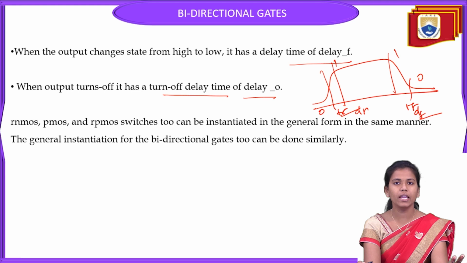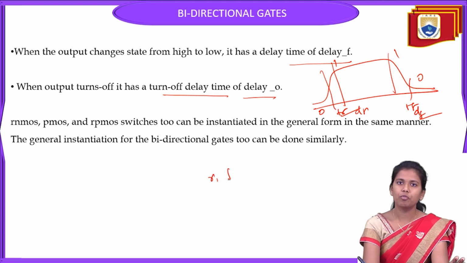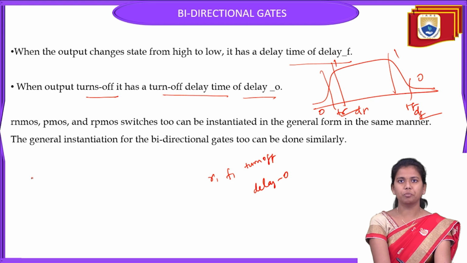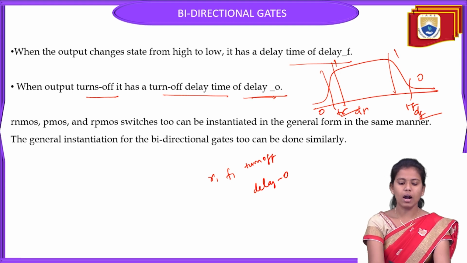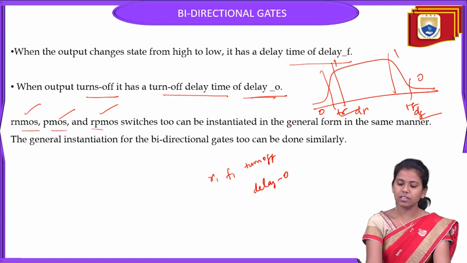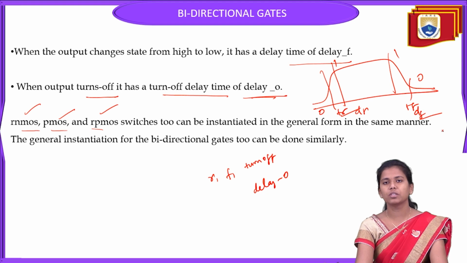So here, we have three times: rise time, fall time, and turn off time. Turn off time says we represent the delay with respect to the turn off time, that is delay O. So when the output turns off, we represent the time. The specified delay with respect to the turn off time is delay O. So R NMOS, resistive NMOS, PMOS, and resistive PMOS switches, these switches can be instantiated in the general form in the same manner.